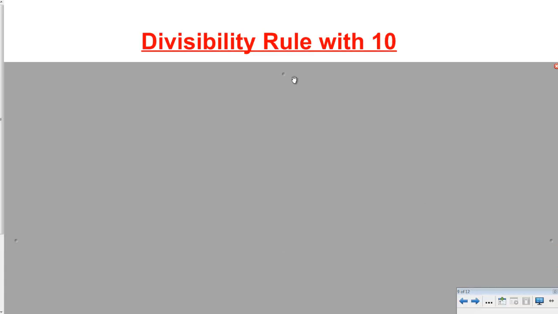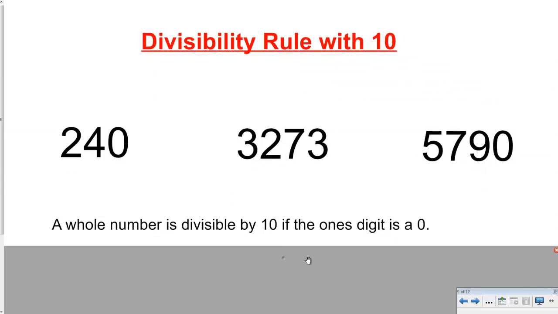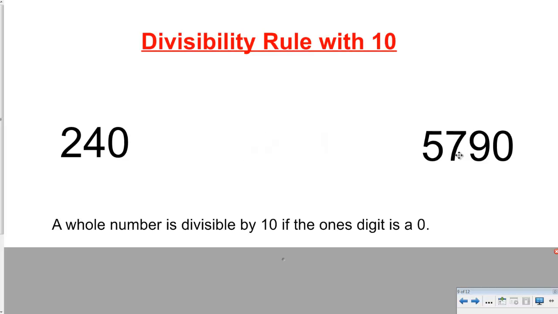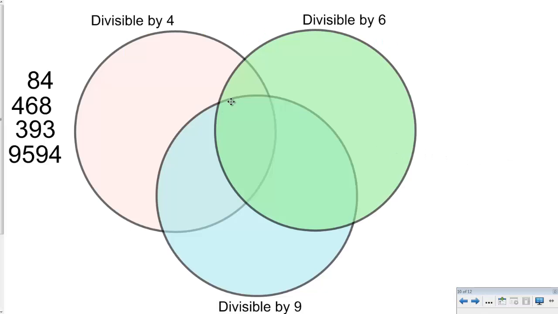The last ones are the 10s. I don't really need to deal with that. The rule is if the ones digit ends in a 0, it's in. So, 240 ends in a 0, yes. 3,273 ends in a 0? No, so it's out. 5,790 ends in a 0, yes, it is divisible by 10.